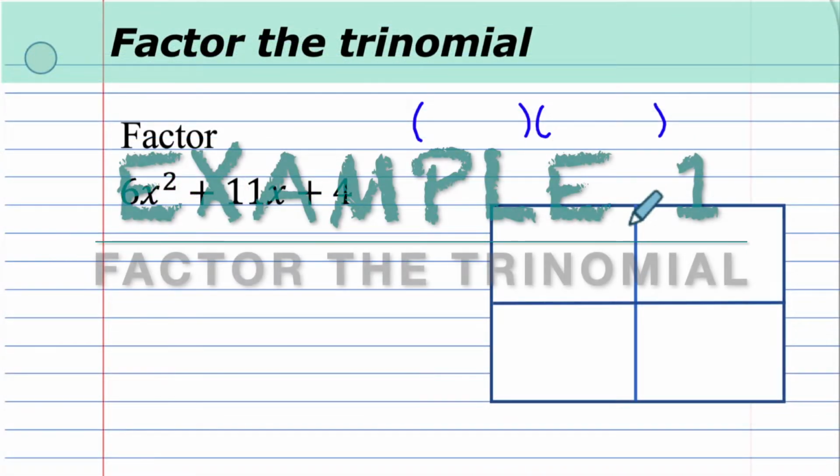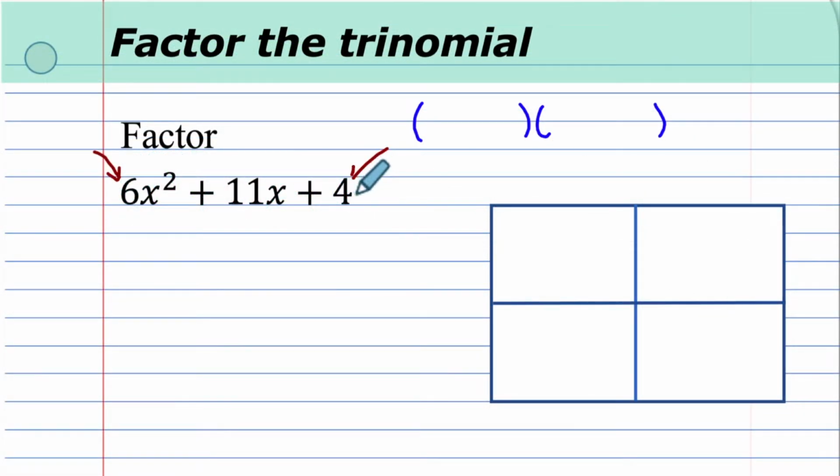Now, how would we go the other way? The problem is we have many possibilities to make this product and this product. We know that we need a 6x squared. We know that we need a 4. But what we don't know is where the question marks are. We have many possibilities. We could have a 3x here and a 2x here. We could have a 2x here and a 3x here. We could have a 6x and a 1x, or a 1x and a 6x.